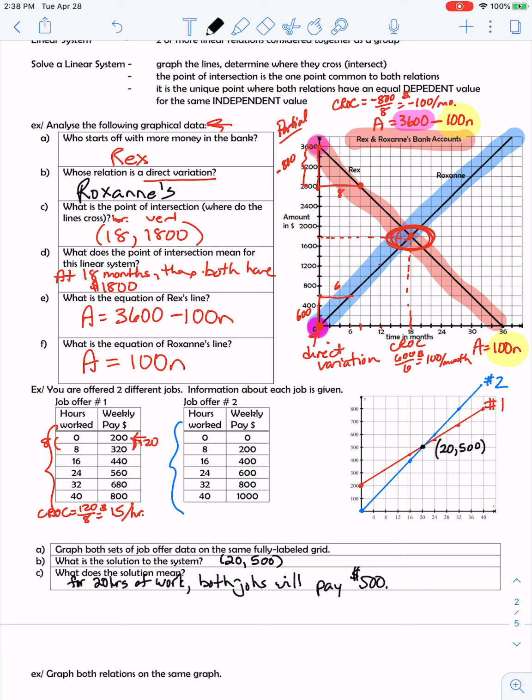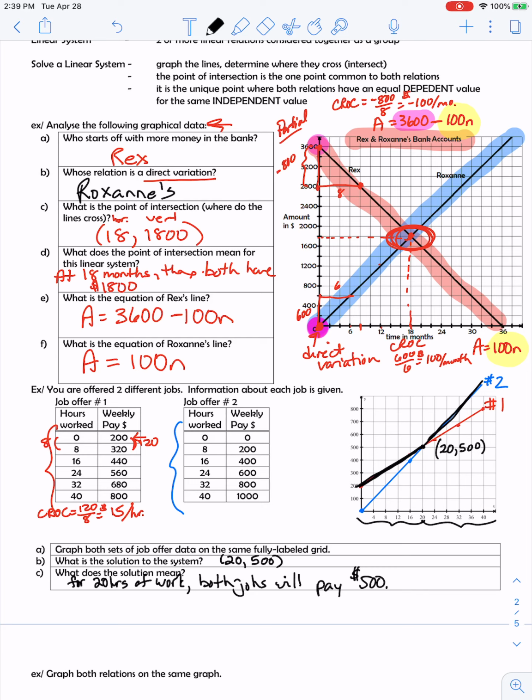And then the question is, which job offer should you take? Well, you can see that from 20 hours on to 40 hours a week, job offer 2 makes you more money. But if you're going to work from 0 to 20 hours, job offer 1 makes you more money. So depending on how many hours of work you're going to work in a week, one job is better than the other.